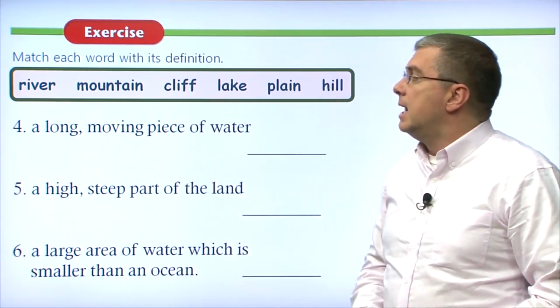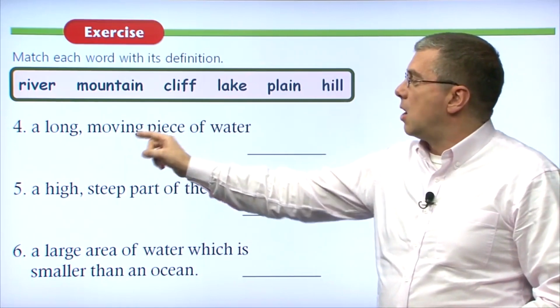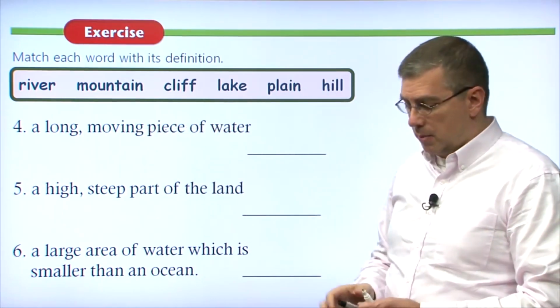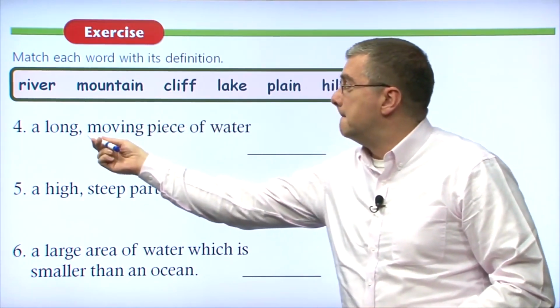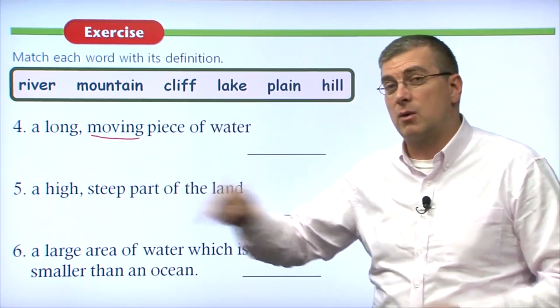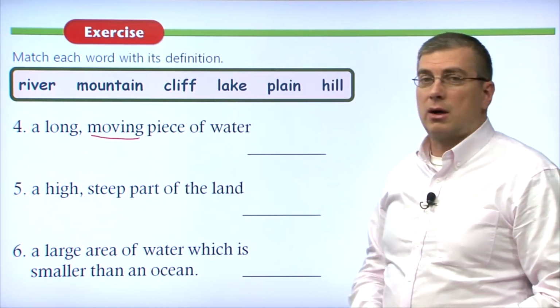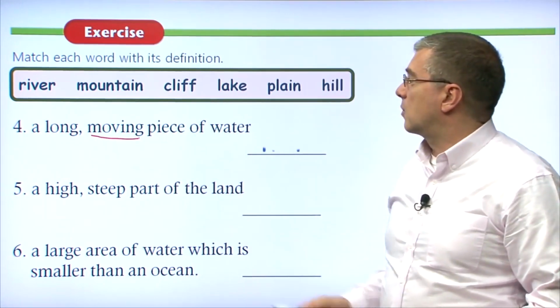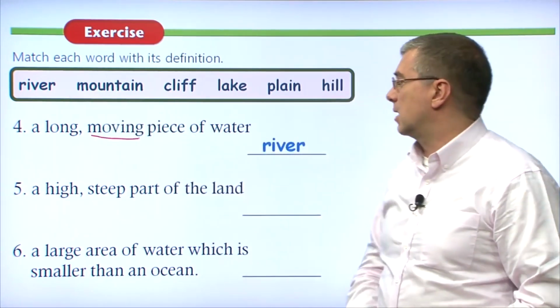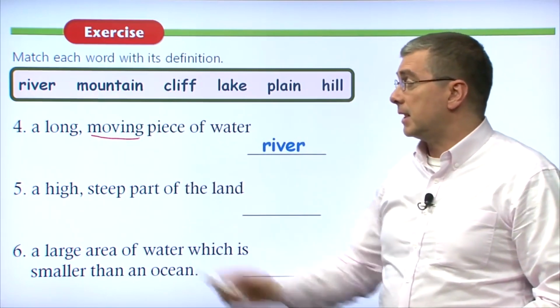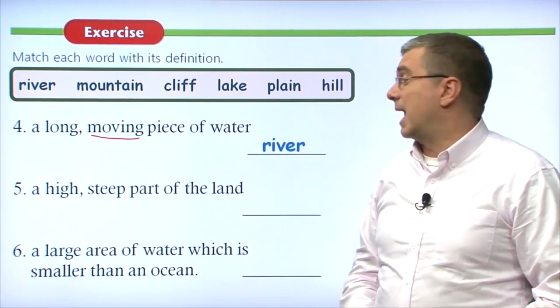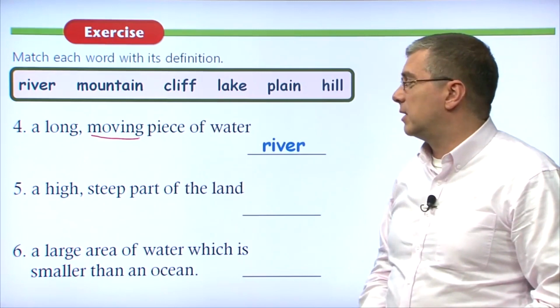Let's move on to 4, 5, and 6. Here we have number 4, a long moving piece of water. Remember, the key word is moving, right? The water is moving along. And it's a long moving piece of water. Then we call that, of course, a river, which is over here. That is a river.